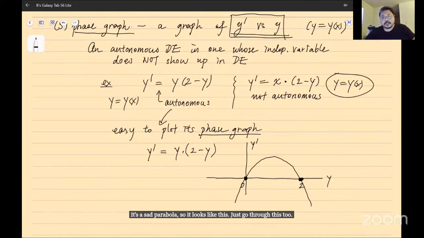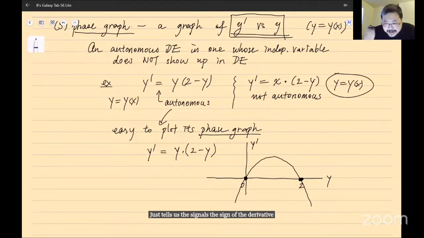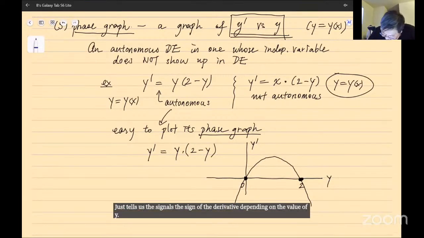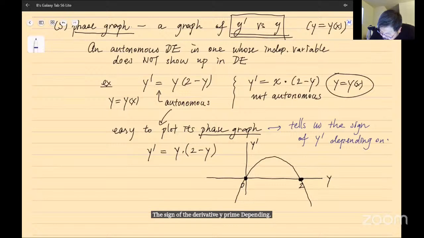Okay, so we have this situation. This is the graph of y prime versus y. Now, what does this mean? Well, this is the meaning. This tells us the sign of the derivative depending on the value of y. Wow, the phase graph tells us the sign of the derivative y prime depending on y!